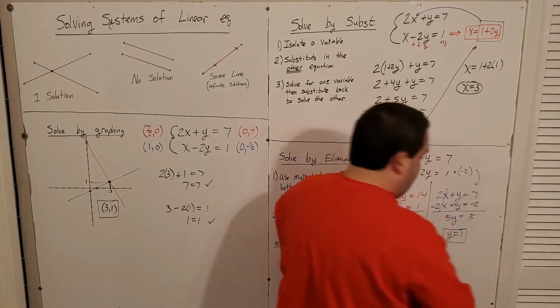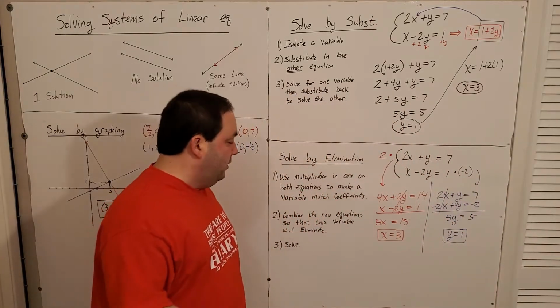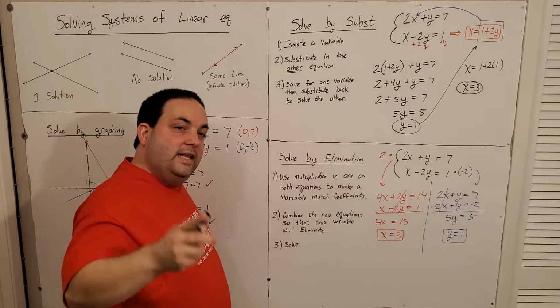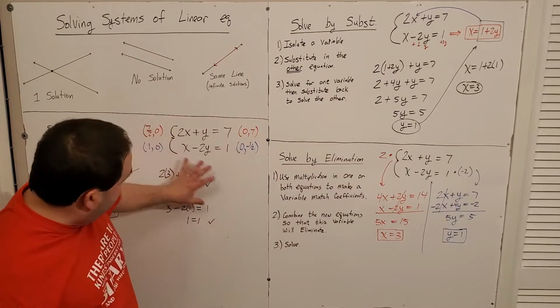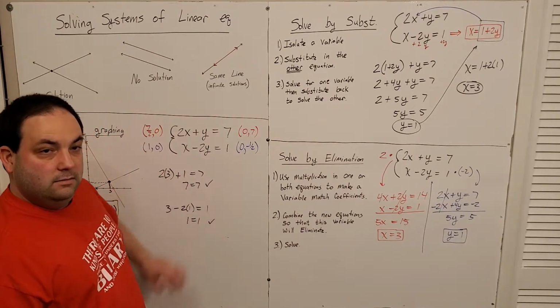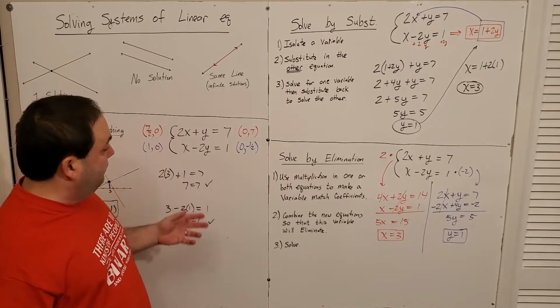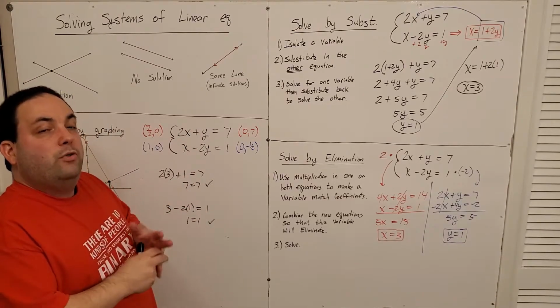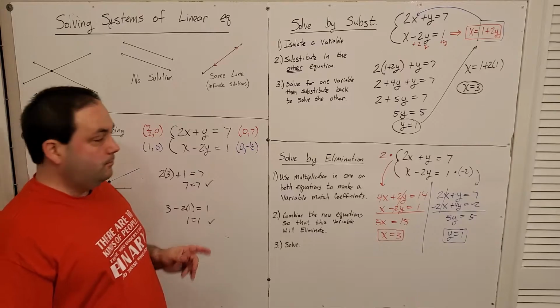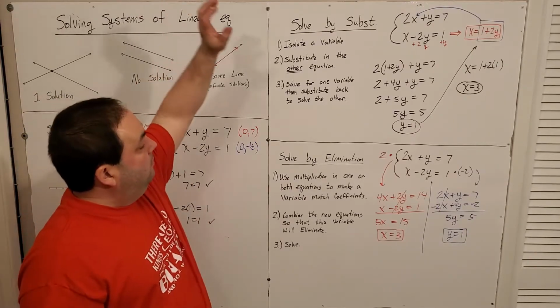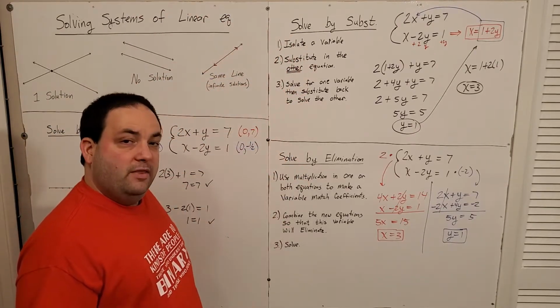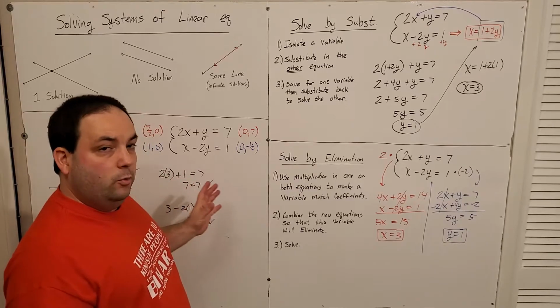So again, same solution. We already knew that, right? We knew the solution is 3, 1. And anytime you get a solution, it's always best to check it like that, either mentally or on your paper, whatever. Make sure you're getting both equations happy at the same time. And then we have these two algebraic methods that are a lot more solid than the graphing one.